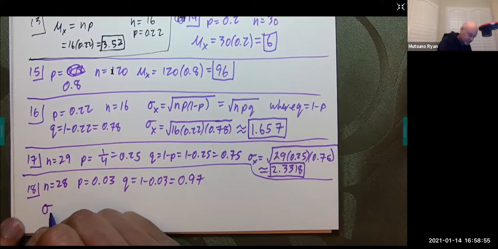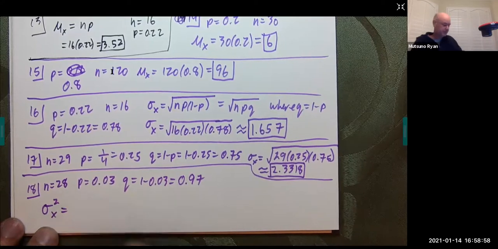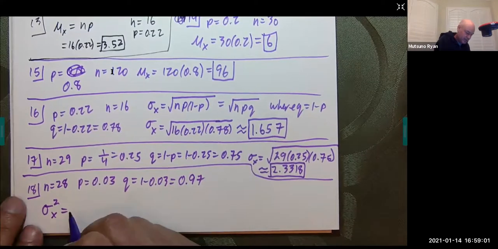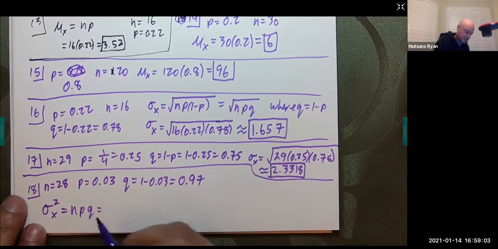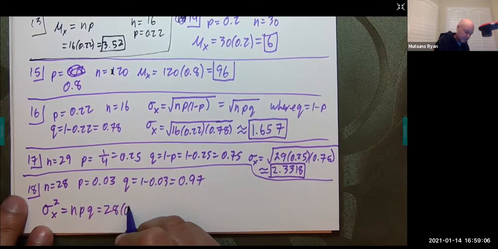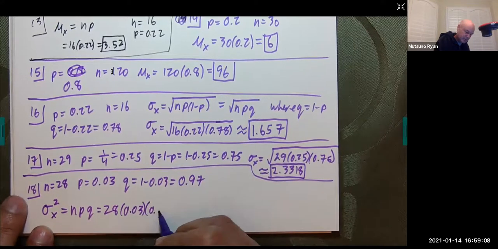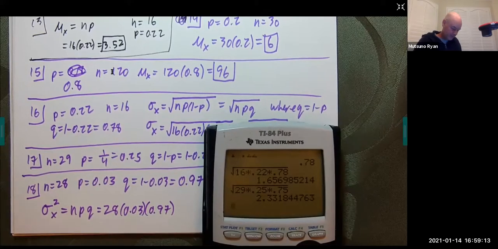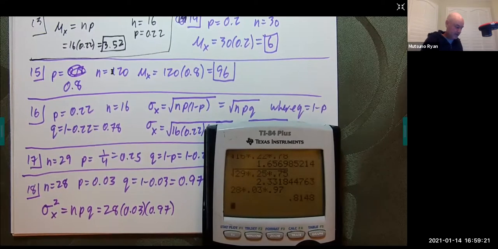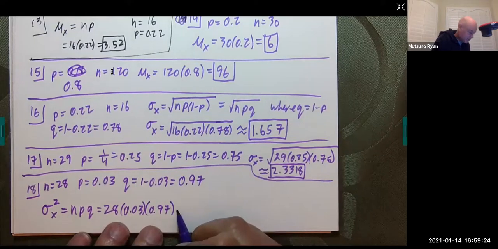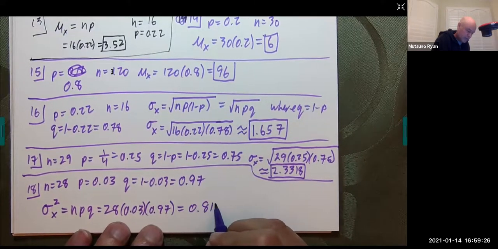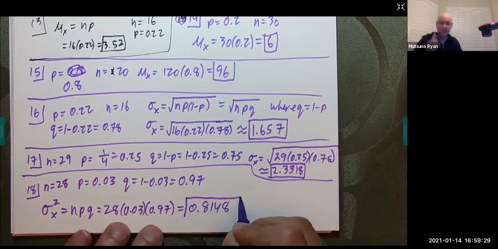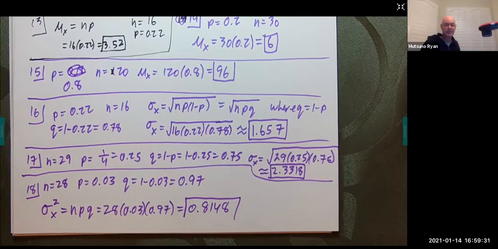So our variance, which is our standard deviation squared, is going to be N times P times Q, which in this case is 28 times 0.03 times 0.97. So no square root in this case, 28 times 0.03 times 0.97. And there is our variance. Remember, no square root for this one. So we're looking for variance.